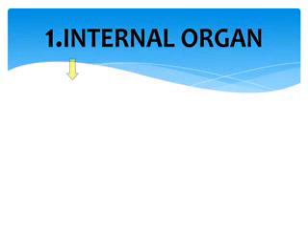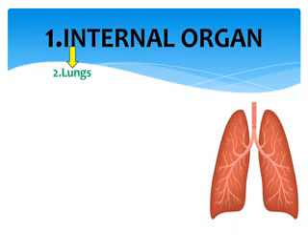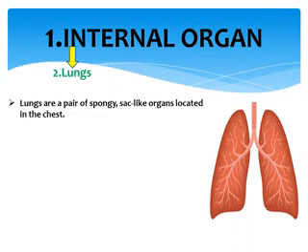So next we're going to see the lungs. You can see the lungs are a pair of spongy sac-like organs located in the chest. These lungs are used to give us oxygen. There are two lungs, one here and one here, right and left.